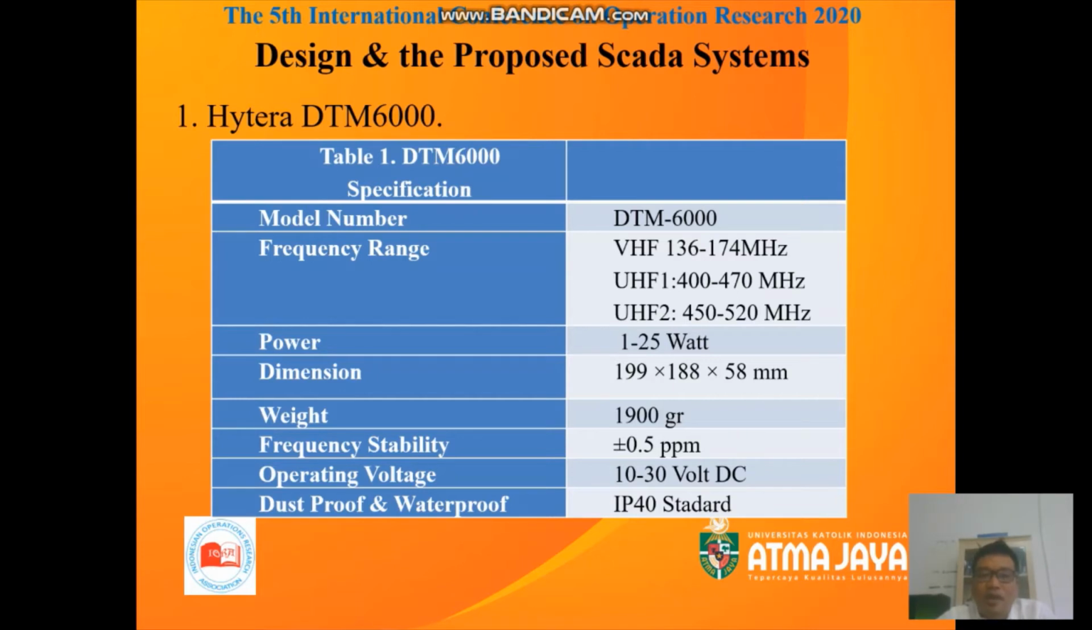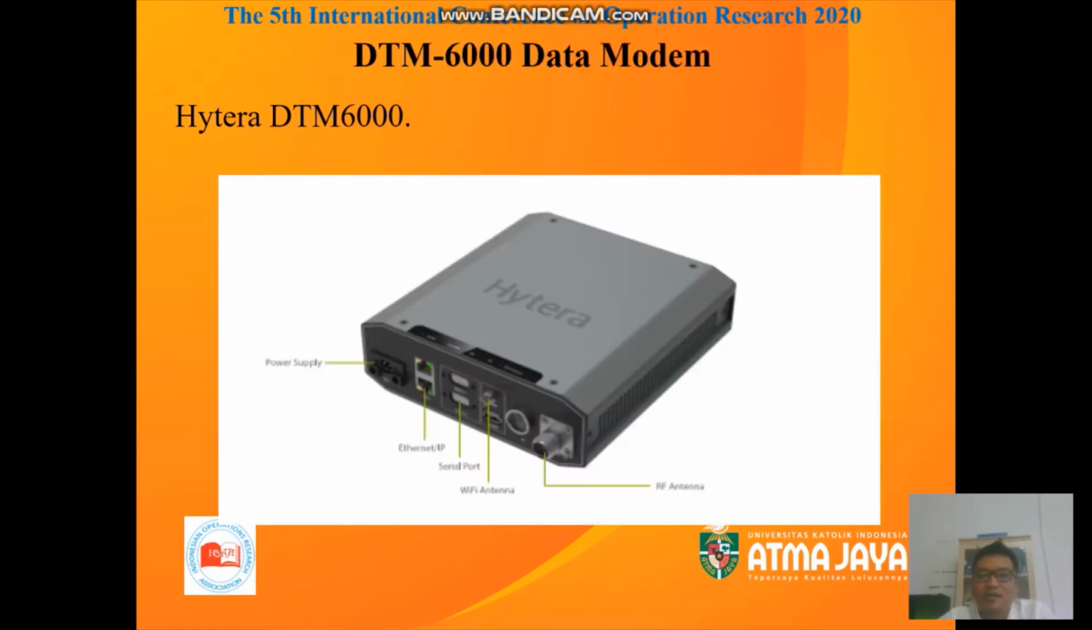The power of the DTM6000 is up to 25 watt. You can see the dimension here, very compact. Also the weight is less than 2000 gram, which is only 1900 gram. The operating voltage is 10 to 30 volt DC, and the IP rating is IP40 standard.